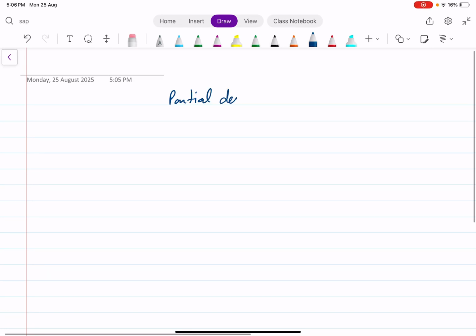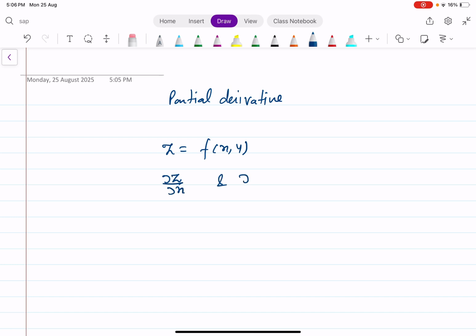We talk about partial derivatives whenever there is a function of more than one variable. Suppose z is a function f(x, y). If we are differentiating z with respect to x or y, that is del z over del x and del z over del y, it means we are differentiating z partially with respect to x or with respect to y, keeping the other variable constant. Keeping the other variable constant is called a partial derivative.